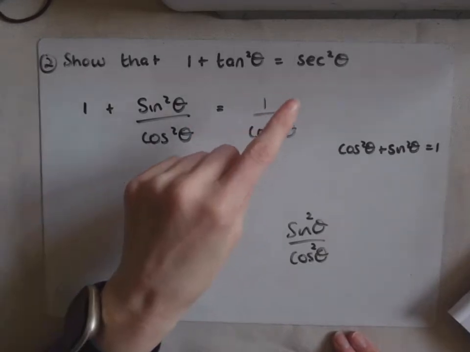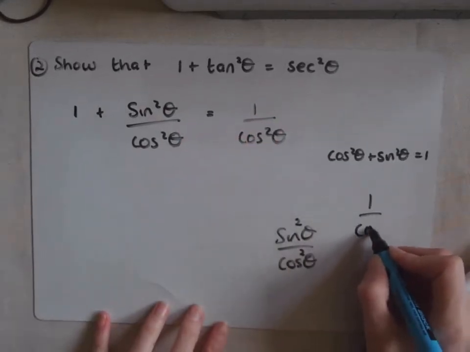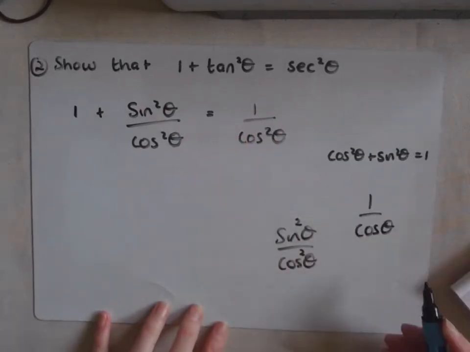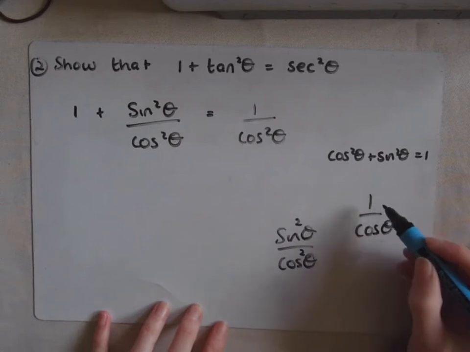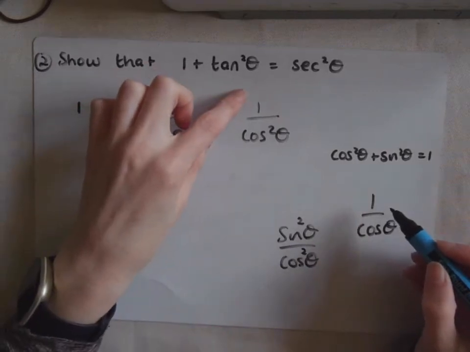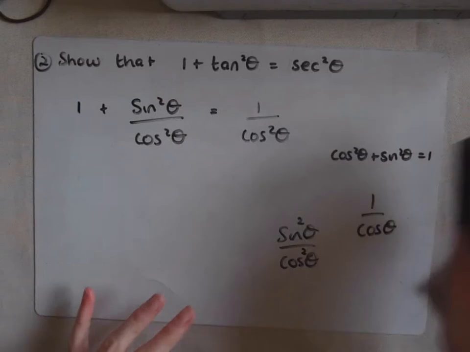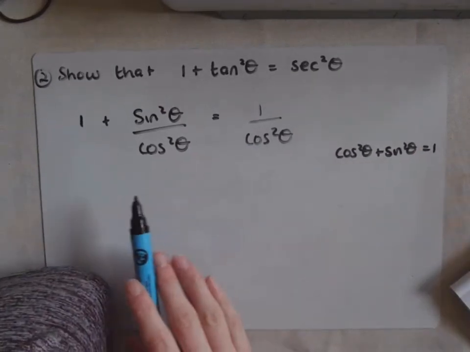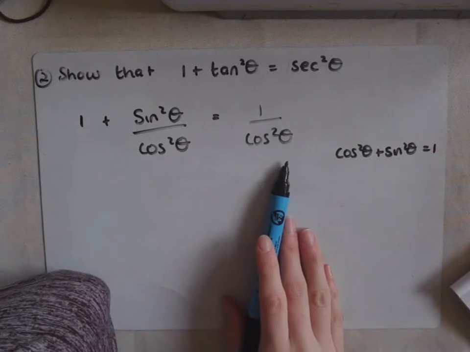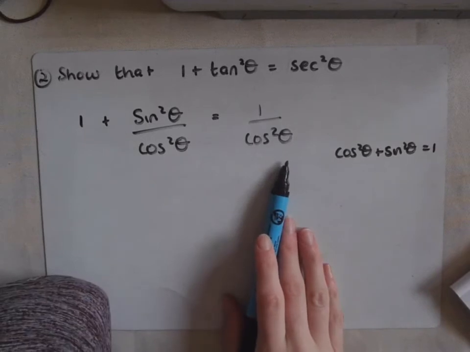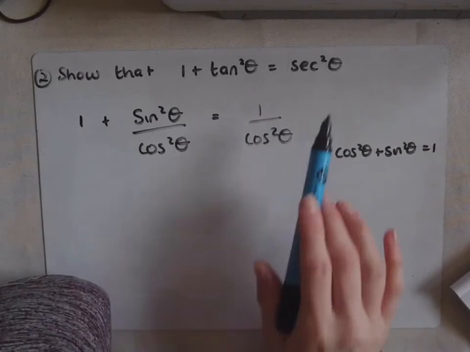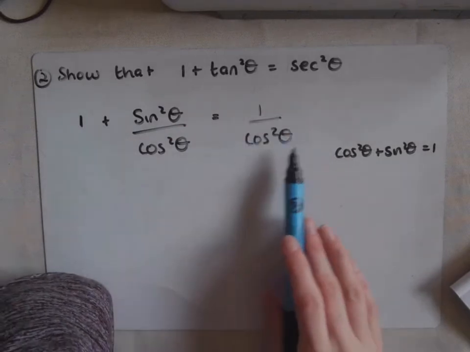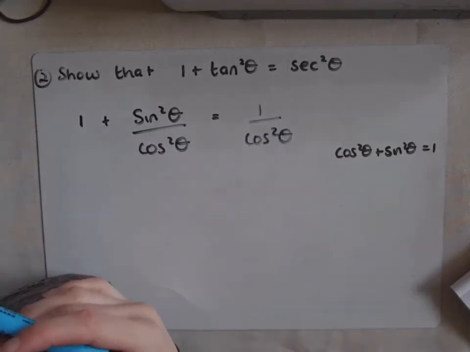Now, with sec, it's 1 over cos. And when I square that, 1 squared is still just 1. So that's why you can just leave it like that. Okay, so we need to get either the left to look like the right, or vice versa.